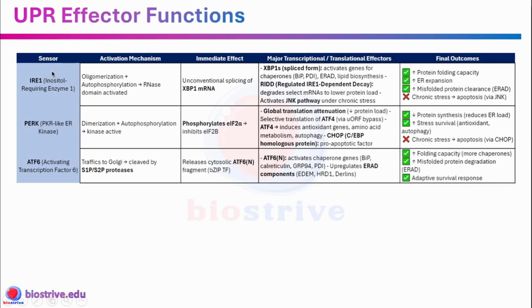Here is the comparative table of these stress receptors. You can see the final outcomes: protein folding capacity will be increased, ER expansion will be there, and misfolded proteins will be cleared and degraded in the proteasomal system. These are specific for different stress receptors as well, and they will ultimately ensure survival, a reduction of stress and a return of normalcy.